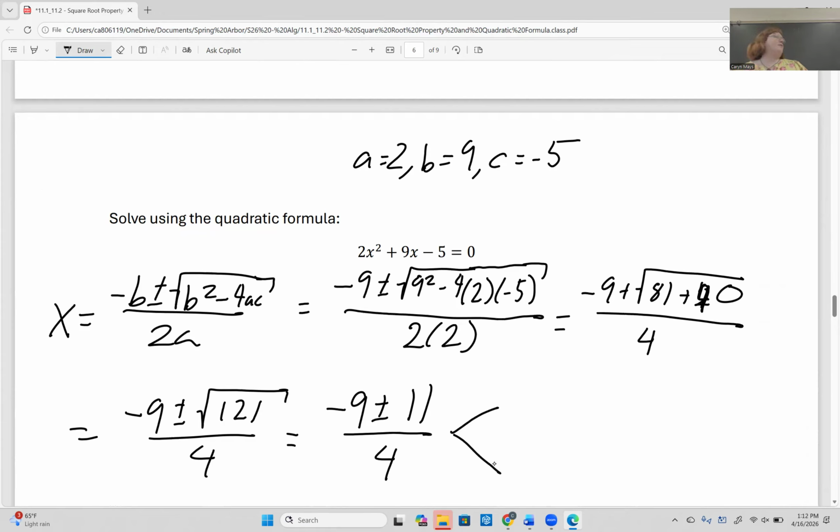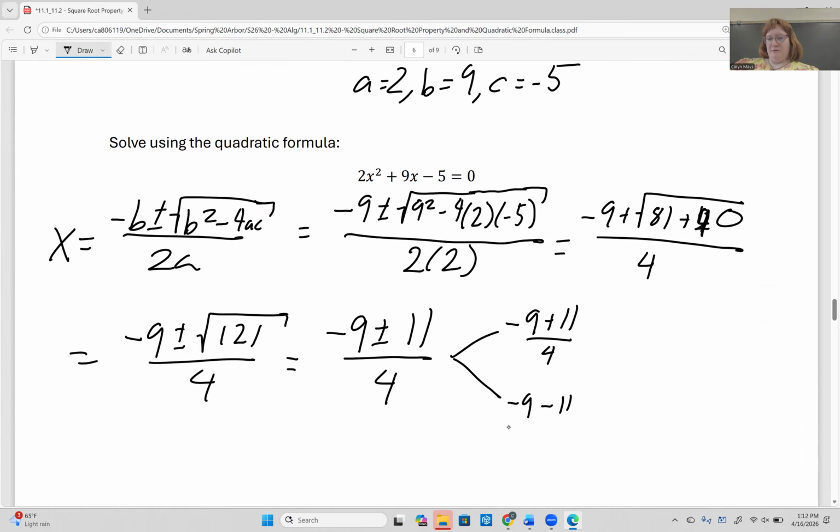And this can separate. And this is where what that plus minus means is we have two solutions. We have -9 plus 11 over 4 and -9 minus 11 over 4. What is that -9 plus 11 over 4? 2 over 4 or 1/2. And what is the -9 minus 11 over 4? -5.